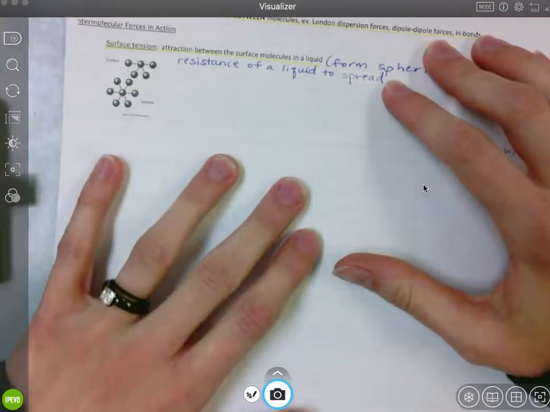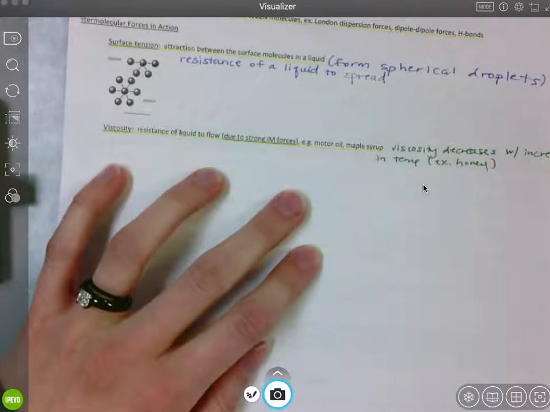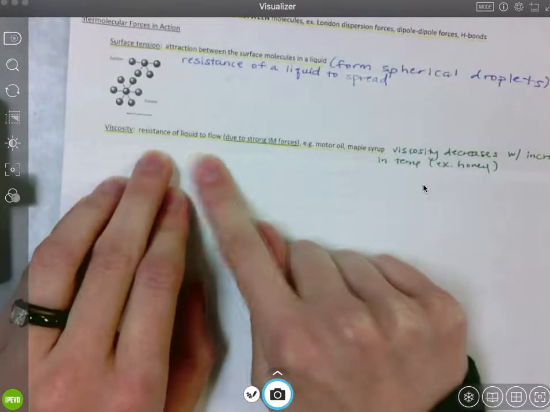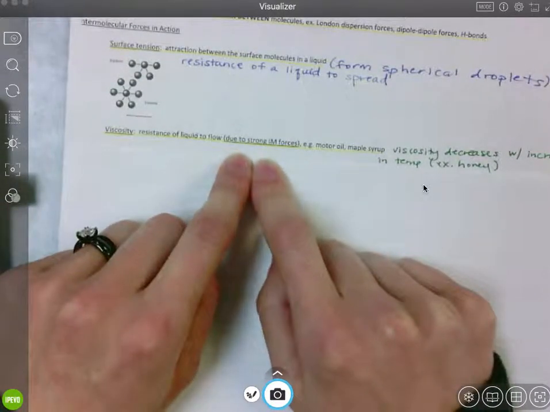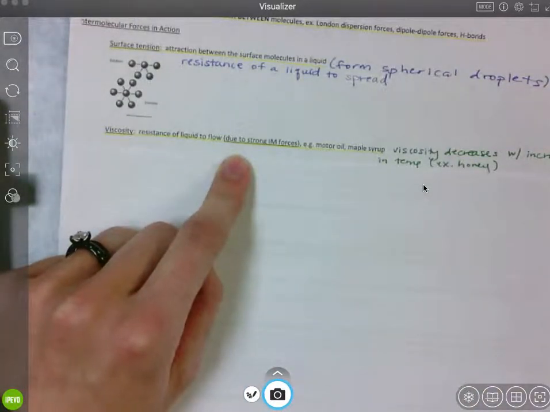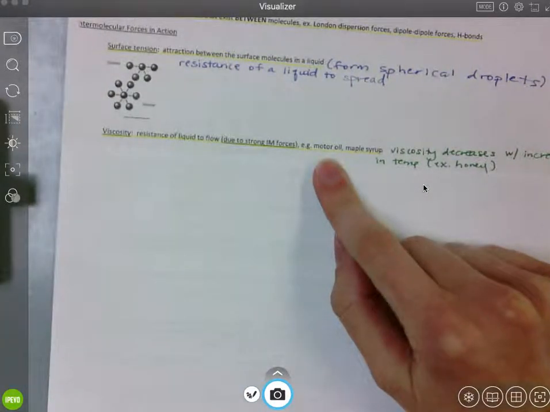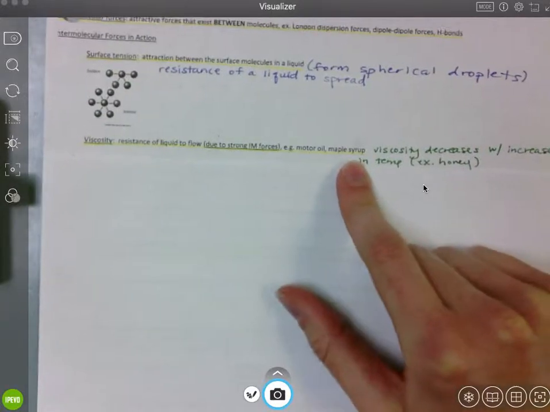Our next definition that we're going to be looking at is viscosity. So viscosity is different than surface tension. This is the resistance of a liquid to flow. And these are due to strong intermolecular forces, and we'll talk about those a lot more in Chapter 13. Our examples of things that have high viscosity: motor oil and maple syrup, so honey as well.